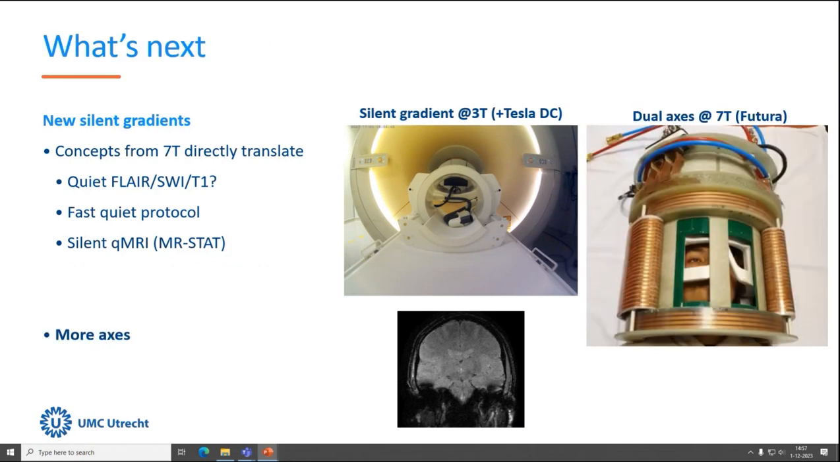And of course, you can go to more axes. This was all single axis, the Z coil. You can go to double axis, and the problems will grow exponentially, but also more fun, of course, and more challenges to fix, which I like. So we have a dual axis now.